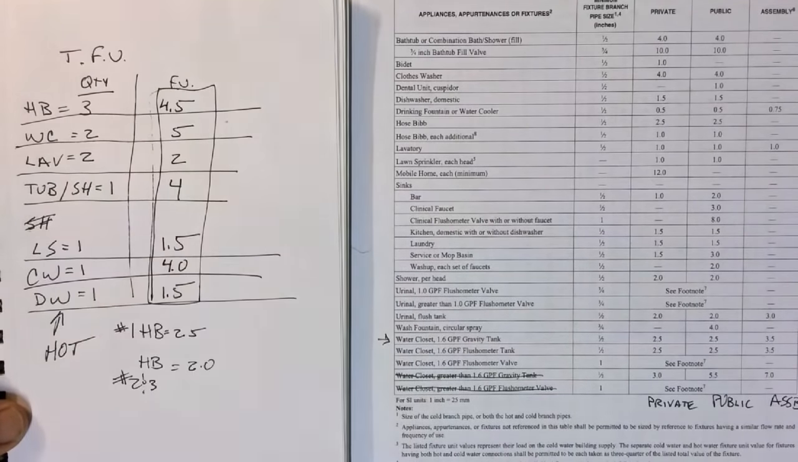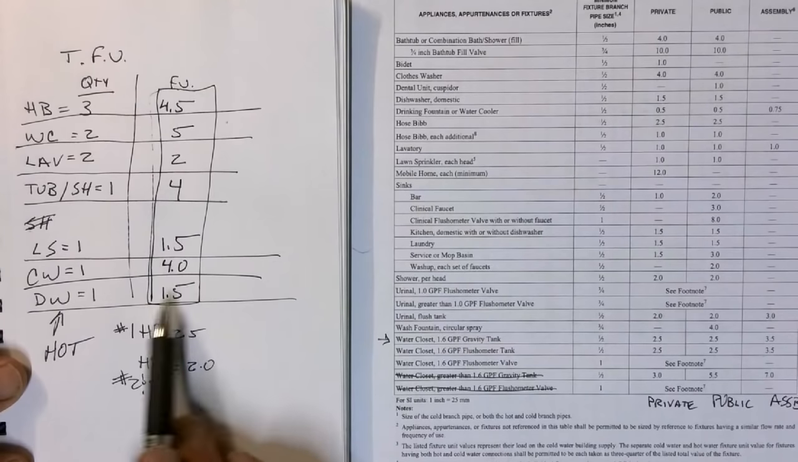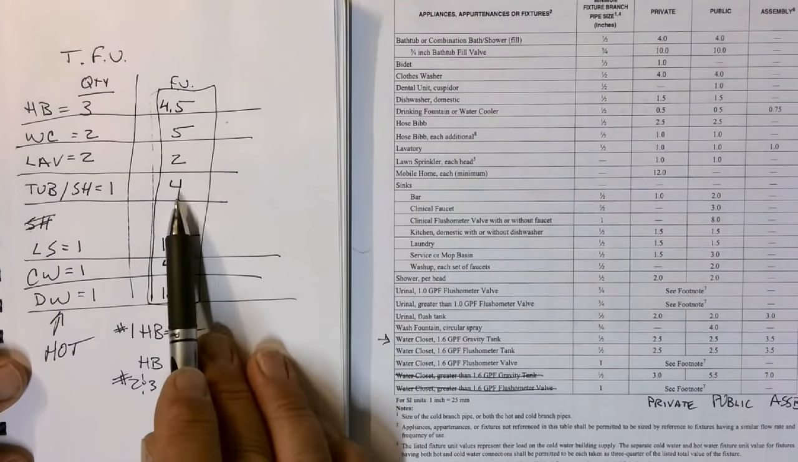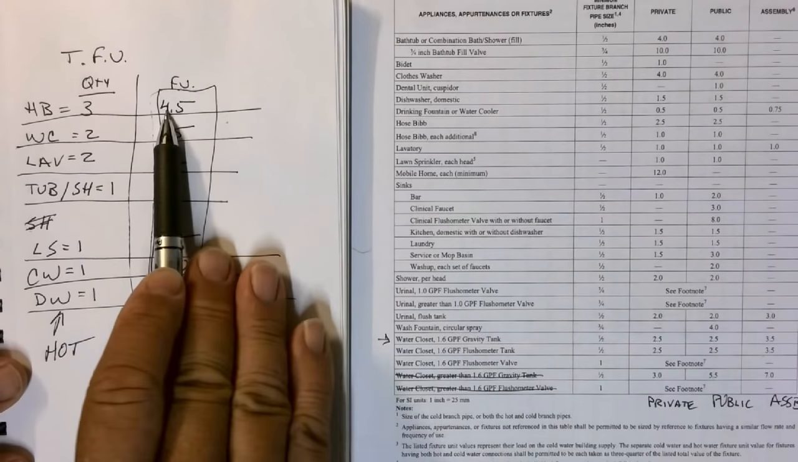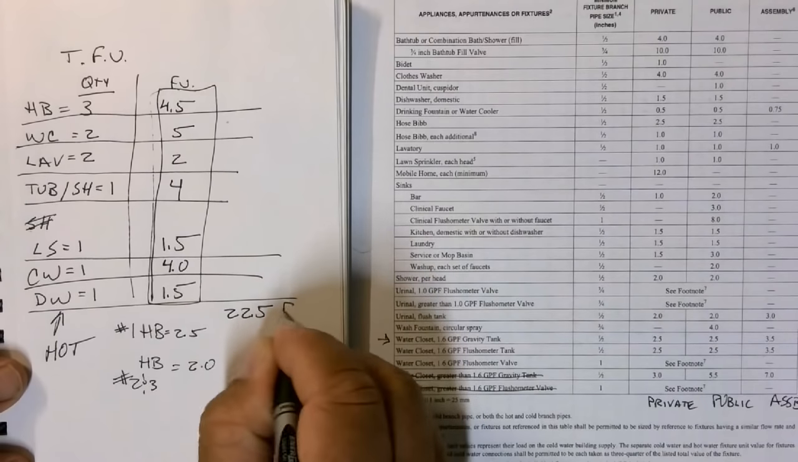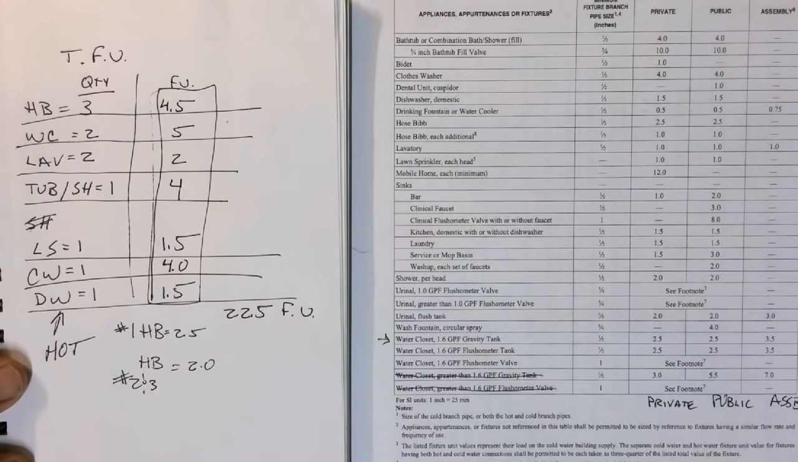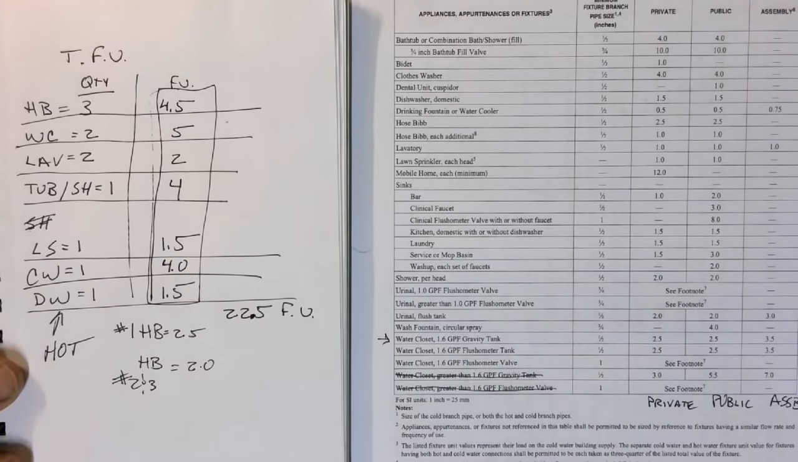Okay? So these are all the fixtures in the house. That is my total fixture unit value. So adding all of this up, you get 4, 5, 6, 7, 9, 13, 18, 22.5 fixture units. Okay, so I have a 22.5 fixture unit value.